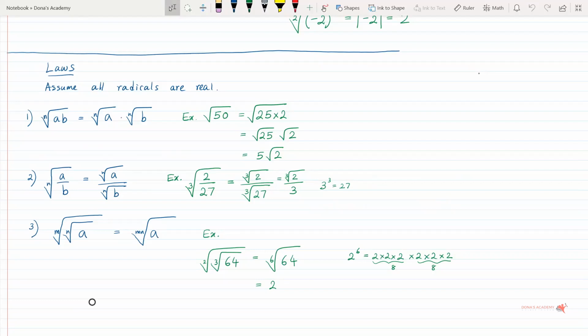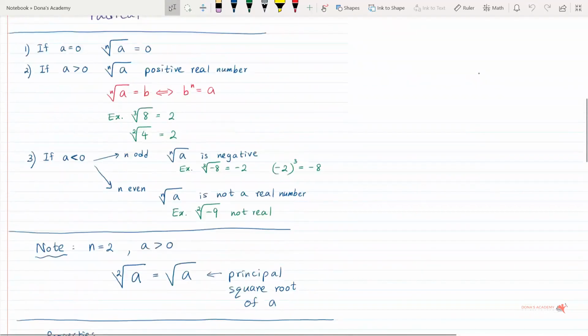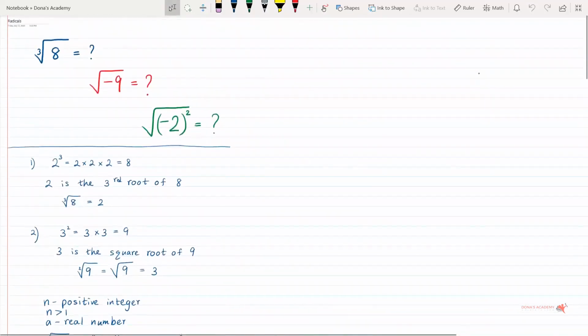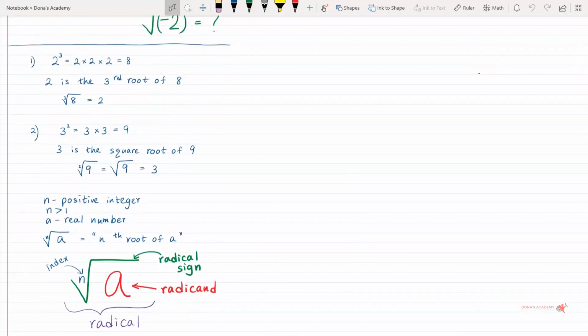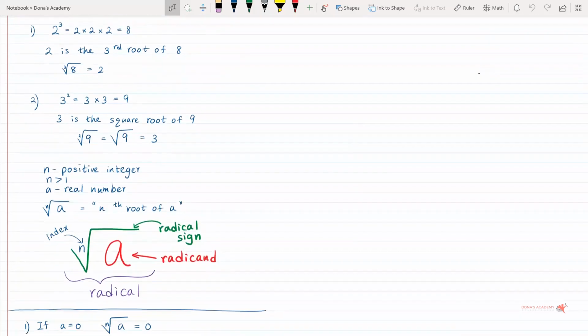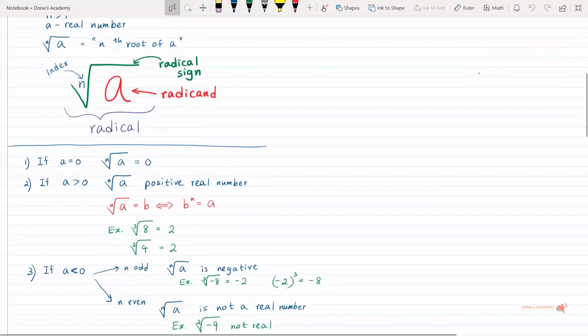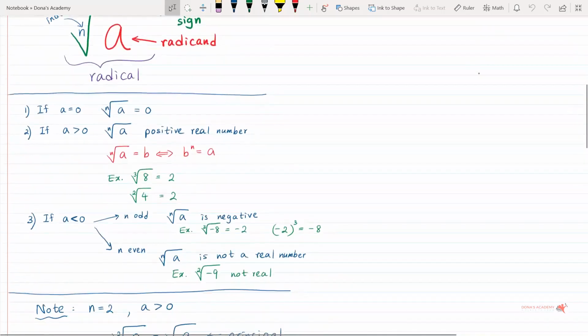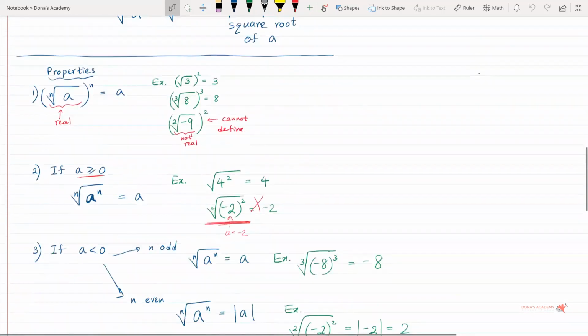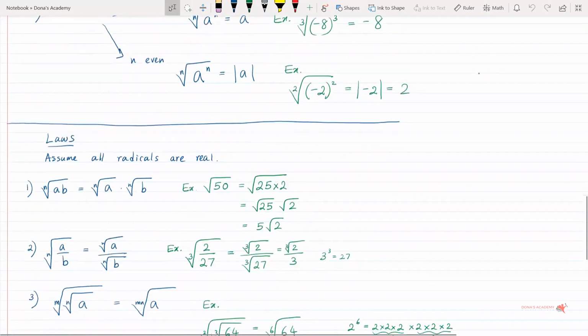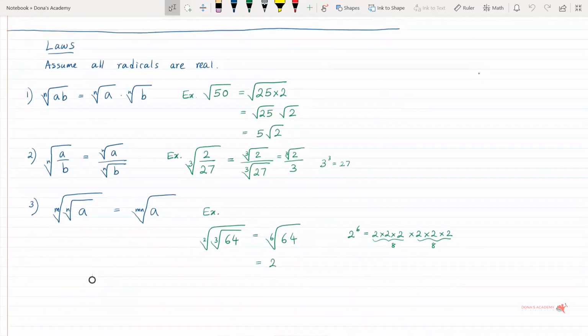All right. Okay, so we talked about a lot of things regarding radicals today. So we understood the definition, and we learned some terms, the names, and then we talked about the definitions, 3 cases, then properties, 3 properties, and 3 laws. Okay. All right, that's it.